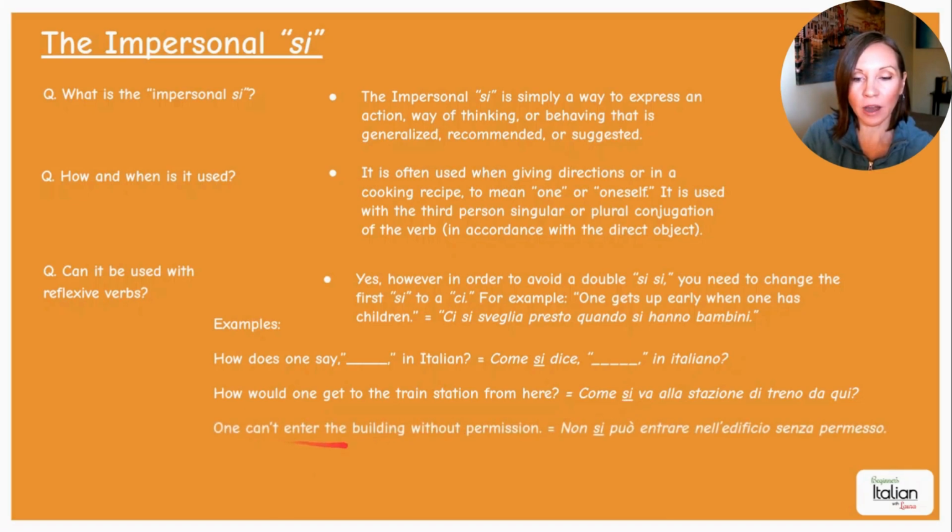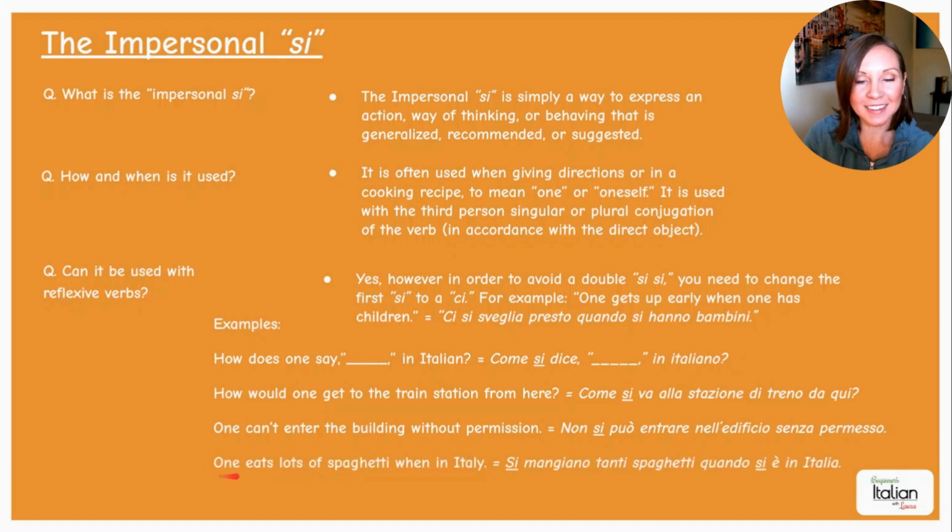One can't enter the building without permission. Non si può entrare nell'edificio senza permesso. In this case, we're saying one cannot enter the building. We're using again the third person singular, and we put it right before the conjugated verb. In this case, we do have two verbs together. If you recall, we don't conjugate the second verb because we're saying one can't enter the building. So non si può entrare.